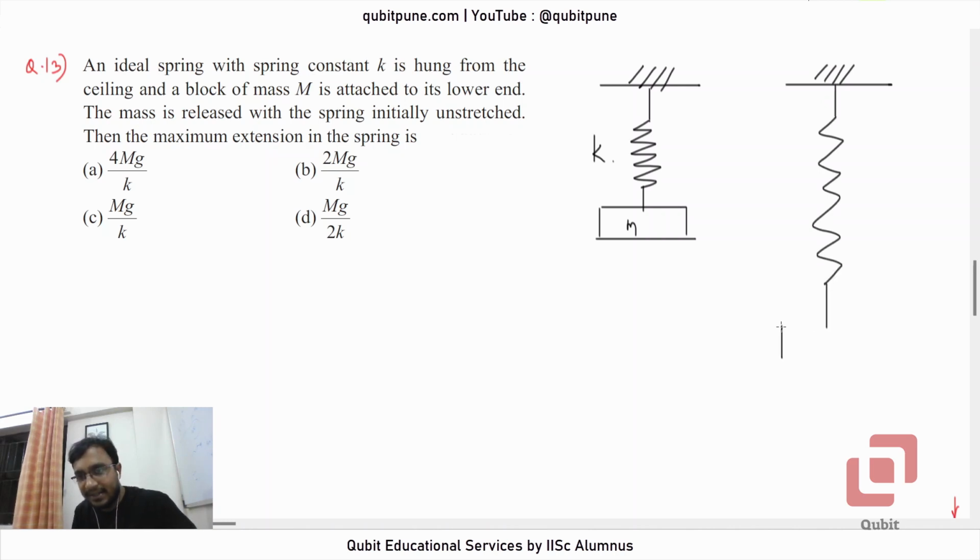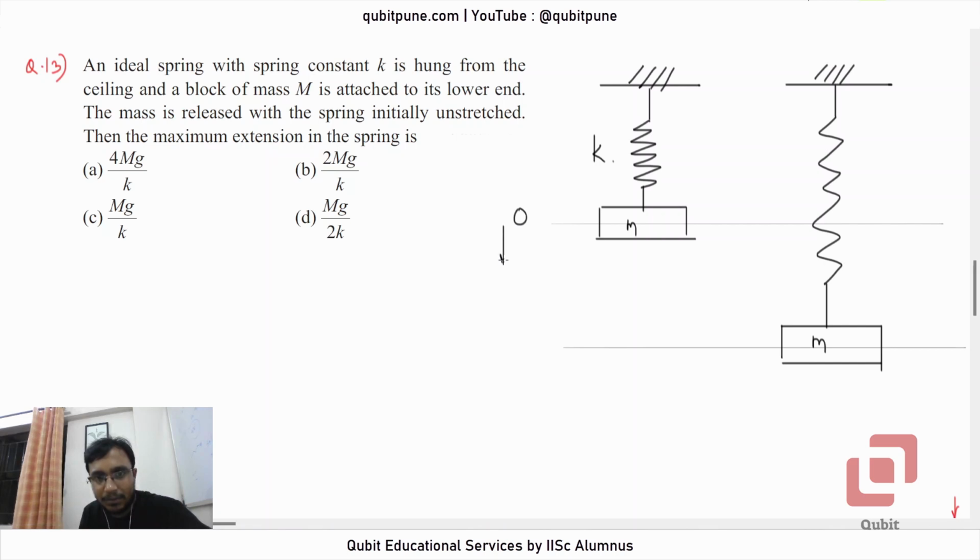But for maximum elongation, what do we have? For maximum elongation, we must have the velocity of the mass equal to 0. So suppose this is my reference, and I'm assuming downward positive. Suppose this is my x-axis, and suppose this elongation is h.